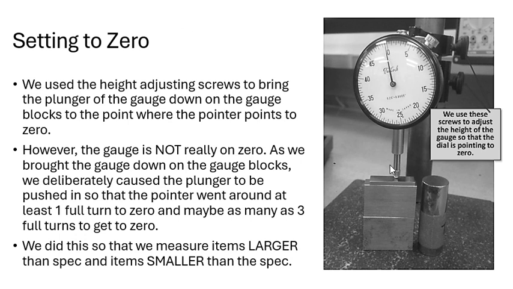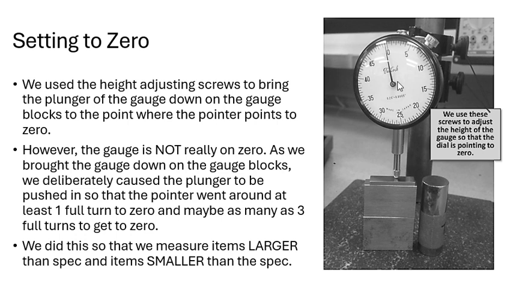Since we intentionally push the plunger in, the pointer is going to go around one full turn, or 2 or 3 full turns, to get to the 0, and that is quite normal. Why do we have to do that? By doing that we are able to measure items larger than the specification, and also items smaller than the specification.